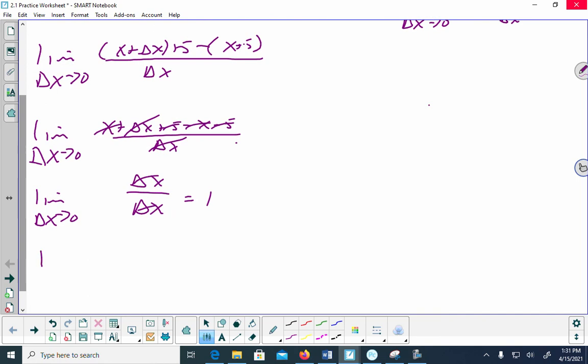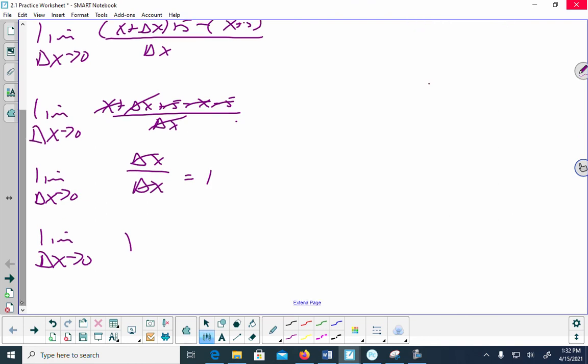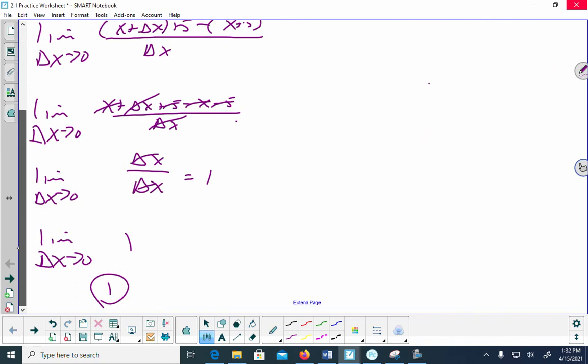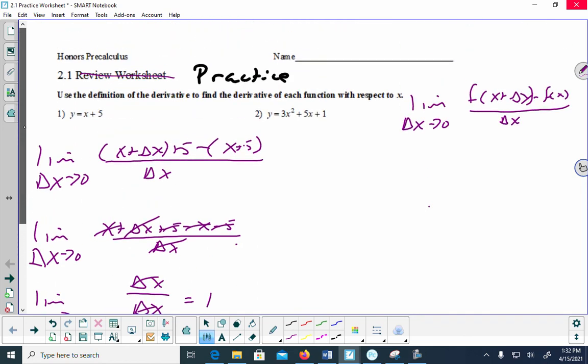So when I go to take the limit as delta x approaches 0, there's nowhere for me to place it because there's no delta x left. So this is just going to be 1. And that should make sense to you because this is a line. The slope of this line is 1. So the slope of any tangent line at any given point is going to be consistent, and it's always going to be 1. So that makes sense.